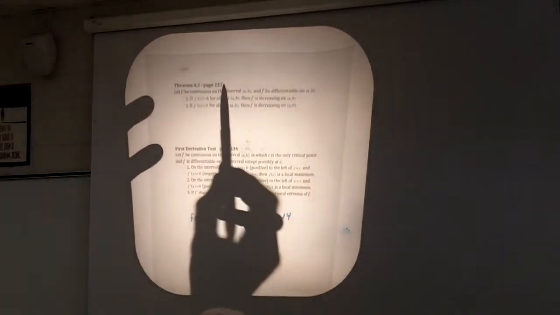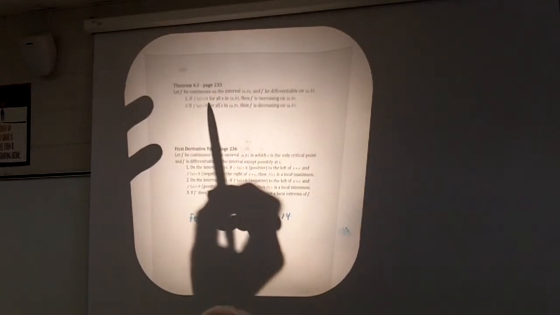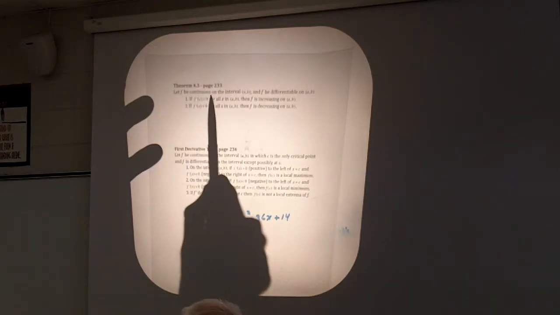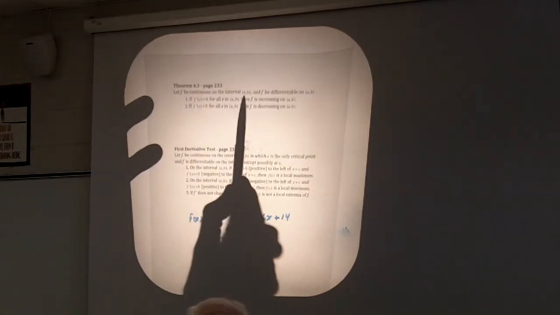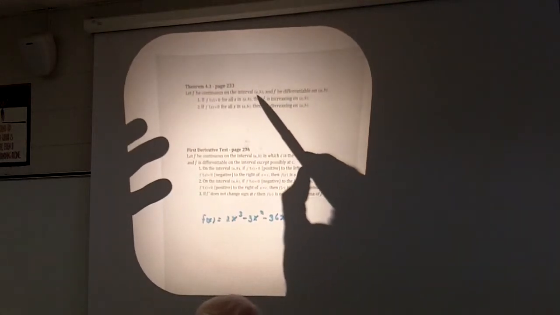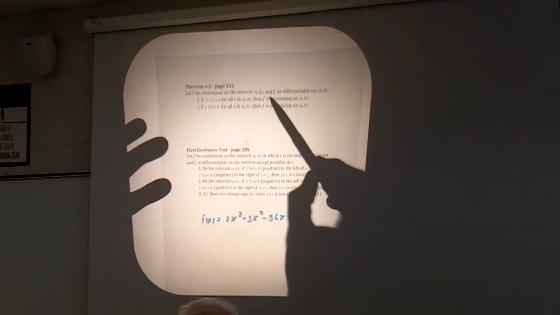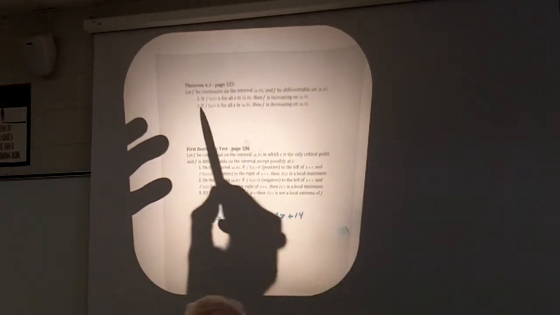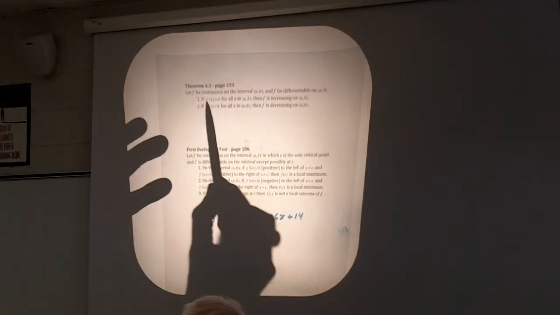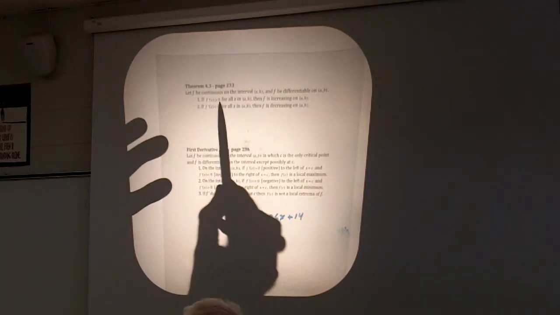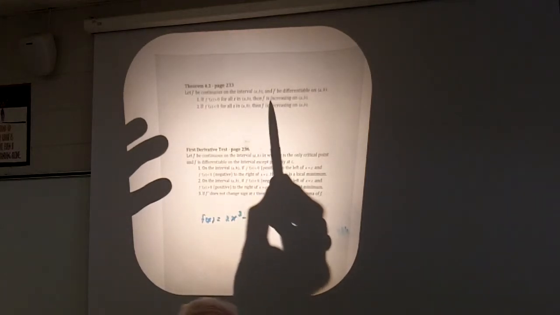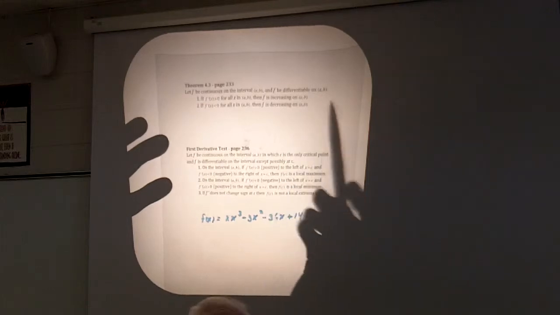Now, this is the first theorem that he has in there. And it says, let f be a continuous function on the interval AB. He says closed interval, okay? But I do it this way because it's on the open interval, okay? And let f be differentiable on that open interval, okay? Then, if f prime at x is greater than 0 for all x in that interval, every point in that interval, then f is increasing in that interval, okay?